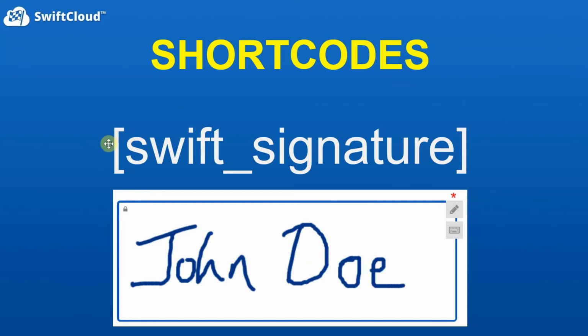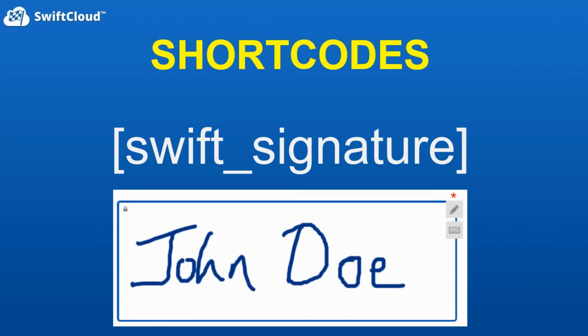If you drop something like this, Swift underscore signature in brackets, into a document, on the front end, our system will convert that to a signature field in which the user can either sign using their mouse or their finger if it's on a phone, or they can type it in if that's what they prefer.